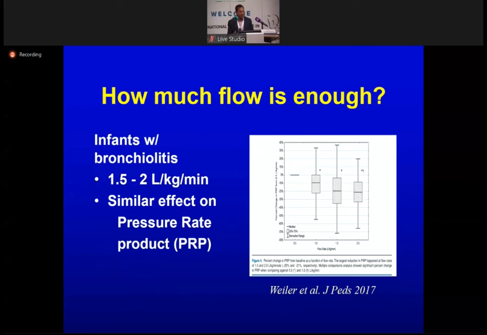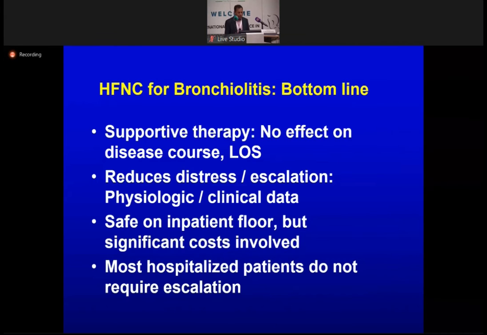How much flow is enough? In infants, we tend to use 1.5 to 2 liters per kg per minute. We would often begin with 1.5 liters per kg per minute, and if there isn't a significant good response, then we would go up to a max of 2 liters per kg per minute. So bottom line, high flow nasal cannula oxygen can be used as a supportive therapy.